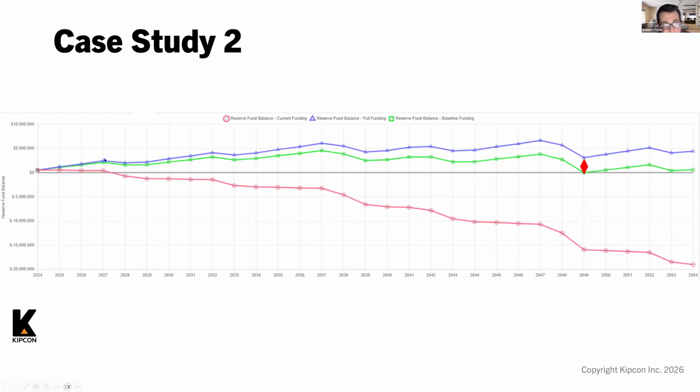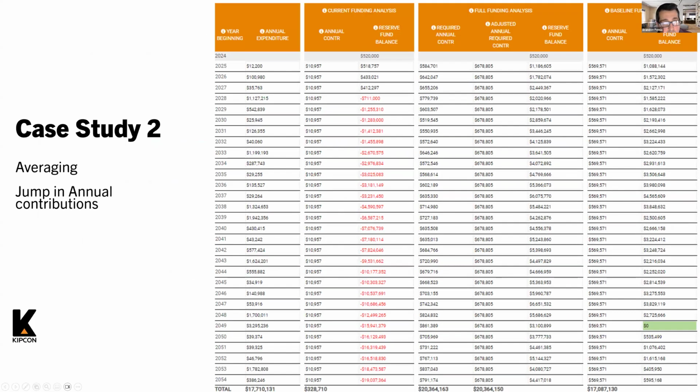Same graph we showed earlier, with full funding up top and baseline funding in the middle. Again, we want to ultimately be somewhere in this range here, somewhere between baseline and full. So yeah, this is kind of showing this in a table format.